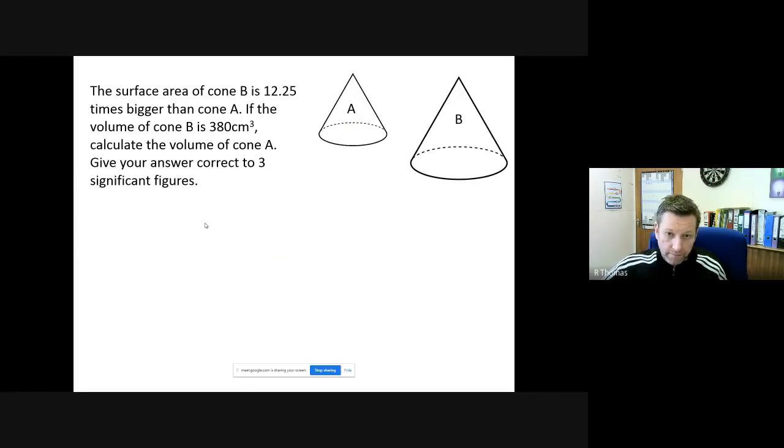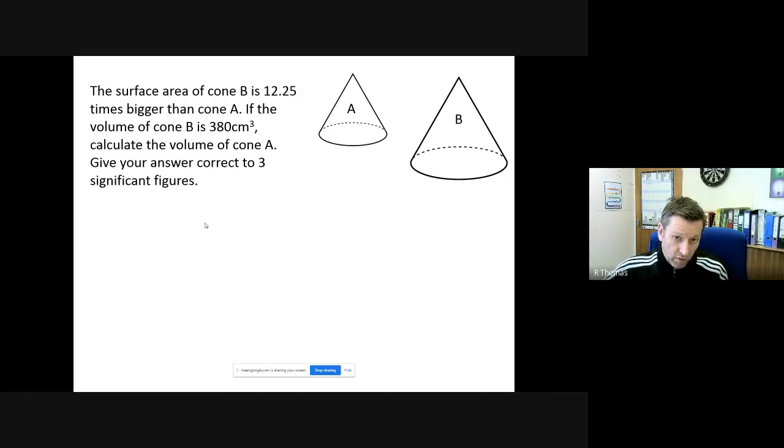Okay, good. I'll have to read out the answers to this one. So I told you the area scale factor was 12.25. So square root that to get the linear scale factor, which is 3.5. Then cube that to get the volume scale factor. 3.5 cubed is 42.875.